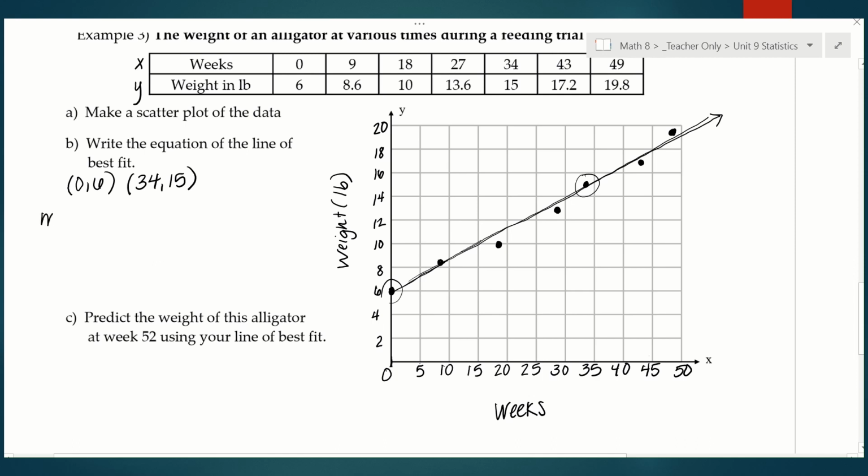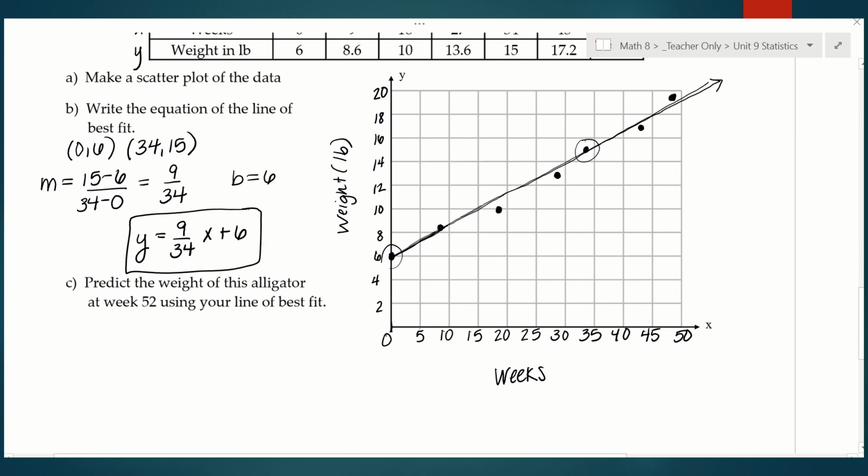Okay, so let's go ahead and find our slope. 15 minus 6 is y2 minus y1, over 34 minus 0. So 9/34. Lovely. That is a really awesome slope. Now, here's a good thing. Because I had my line go right through 0, 6, I technically don't need to do any work here because I'm saying that my y-intercept is 6. That's kind of cool. If I didn't use 0, 6, I'd have to do y equals mx plus b, plug in a point, solve for b. So we know our equation of our line is y equals 9/34 x plus 6.